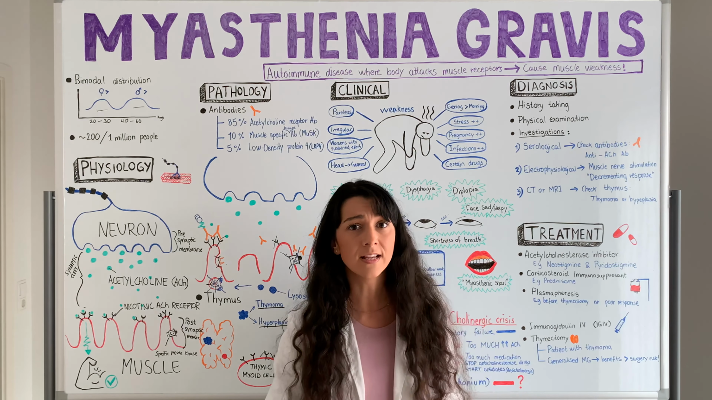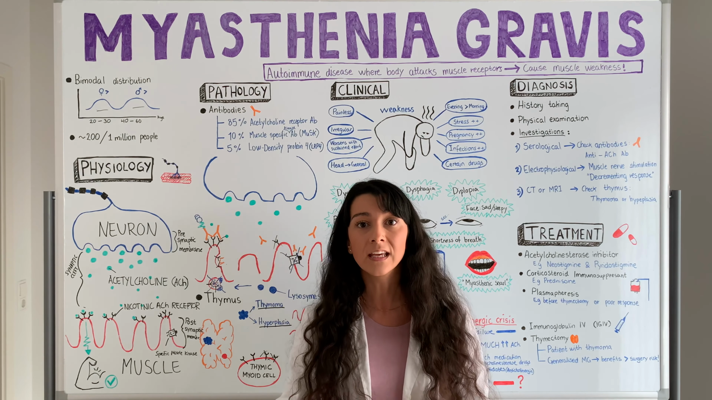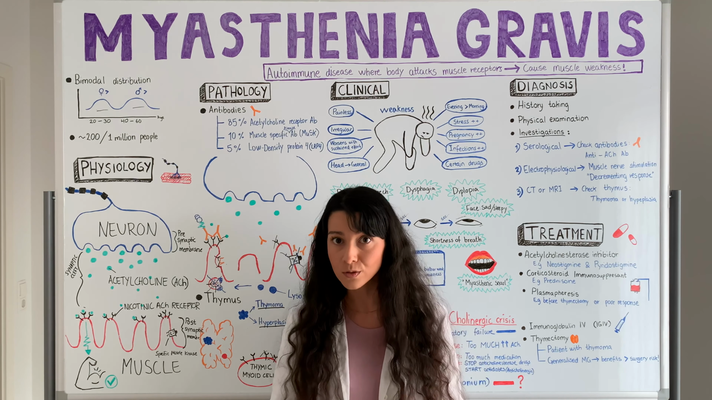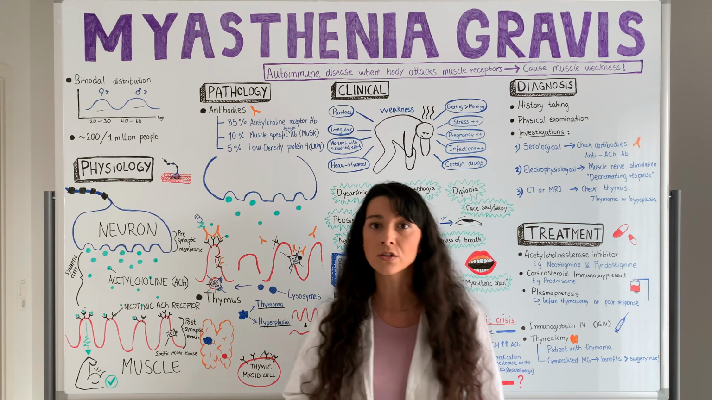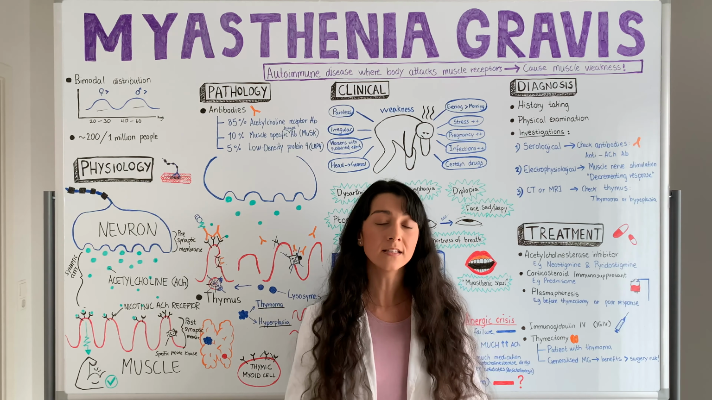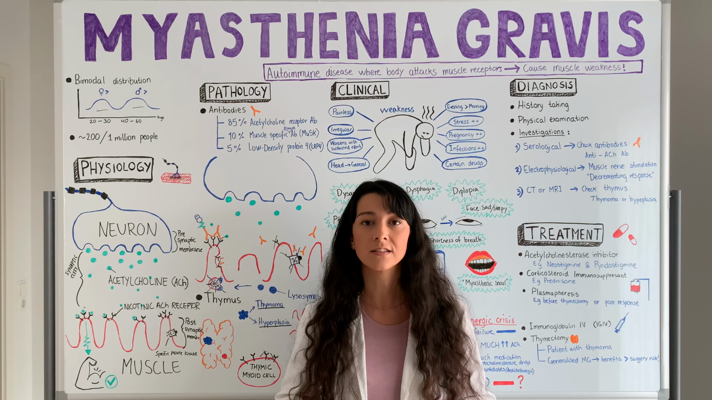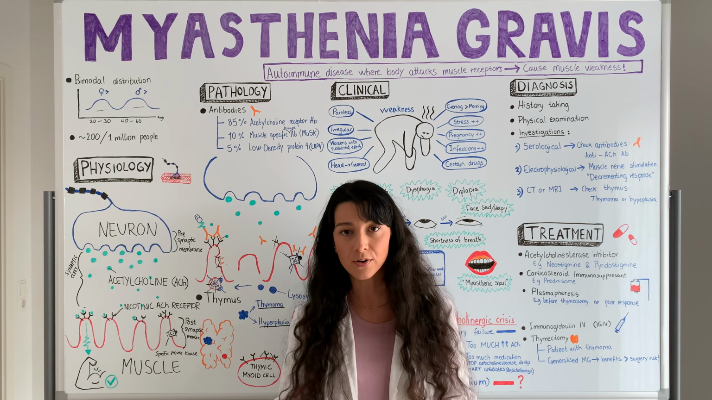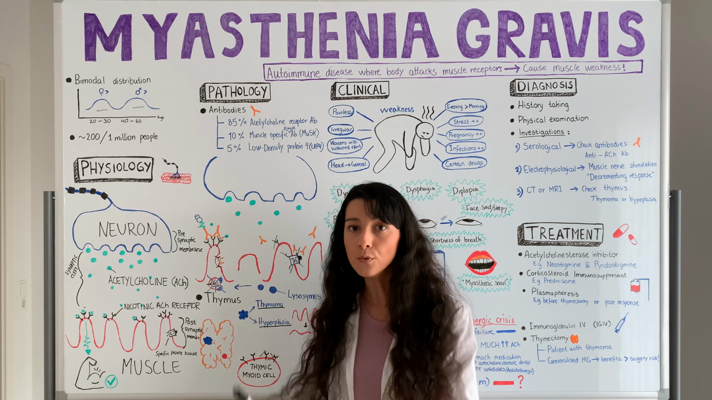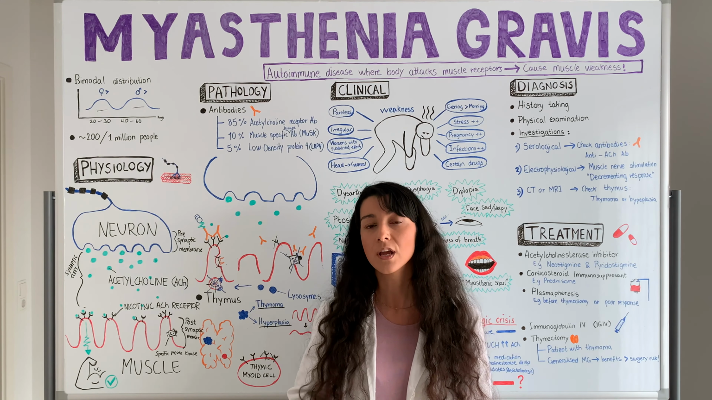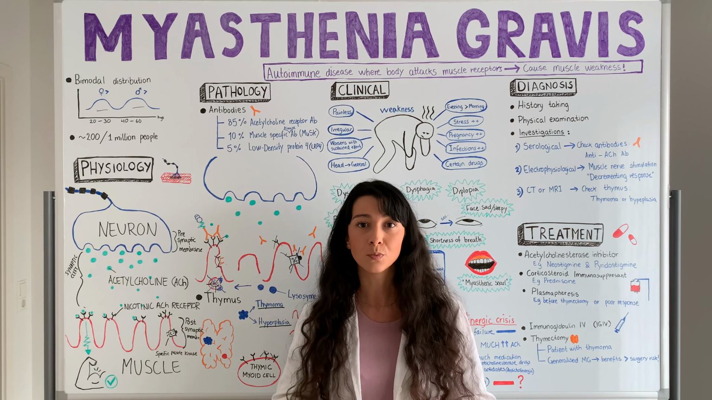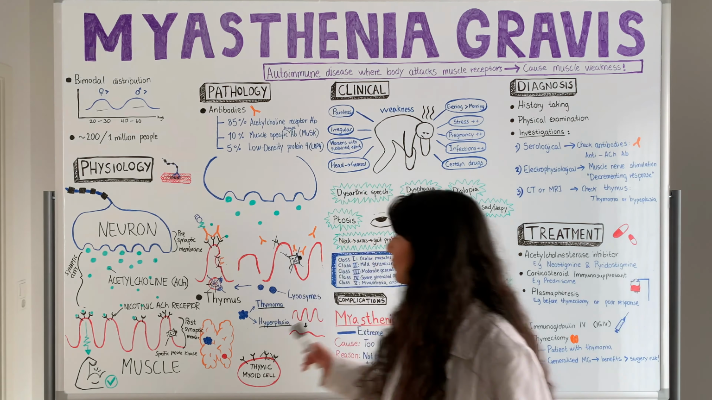And if you remember, there is another disease called Lambert-Eaton disease, which is also an autoimmune disease where there are also problems in the neuromuscular junction. Well, one of the differences between myasthenia gravis and Lambert-Eaton disease is that in Lambert-Eaton disease the weakness actually improves with sustained effort. So that's a very good thing to remember when it comes to distinguishing between these two diseases.